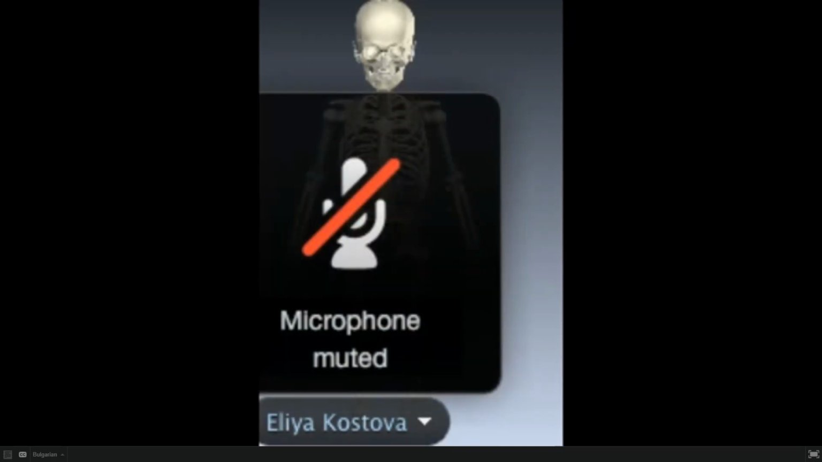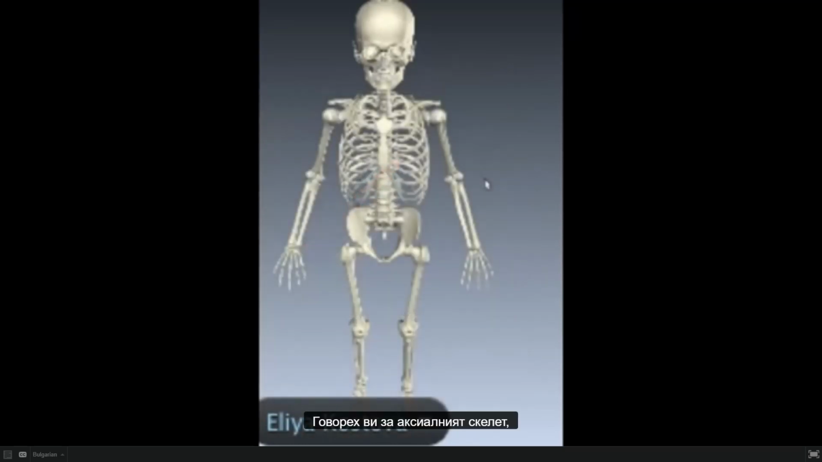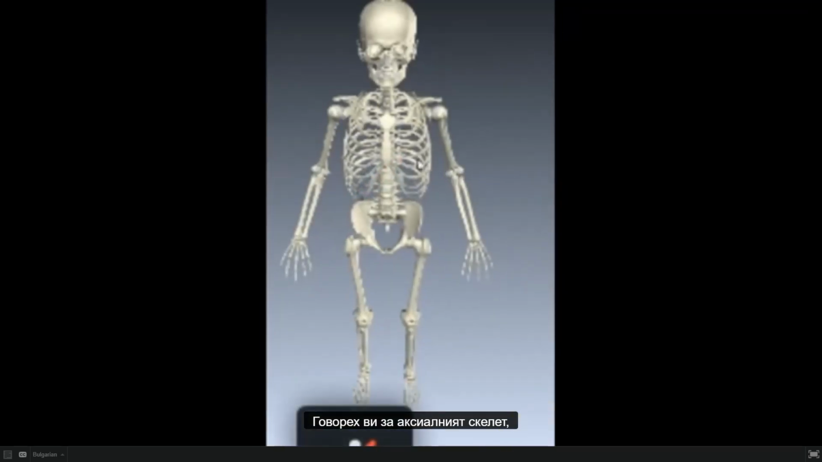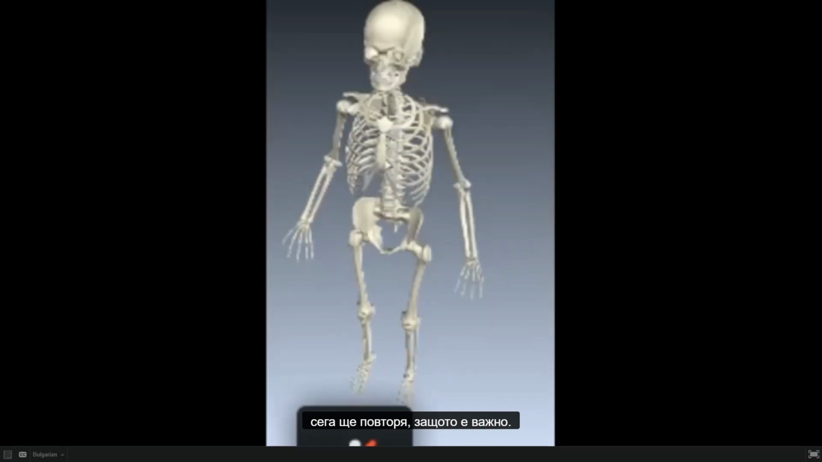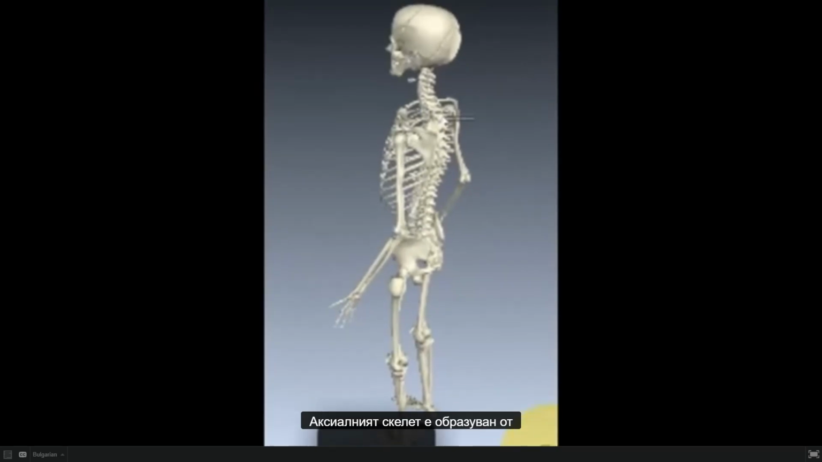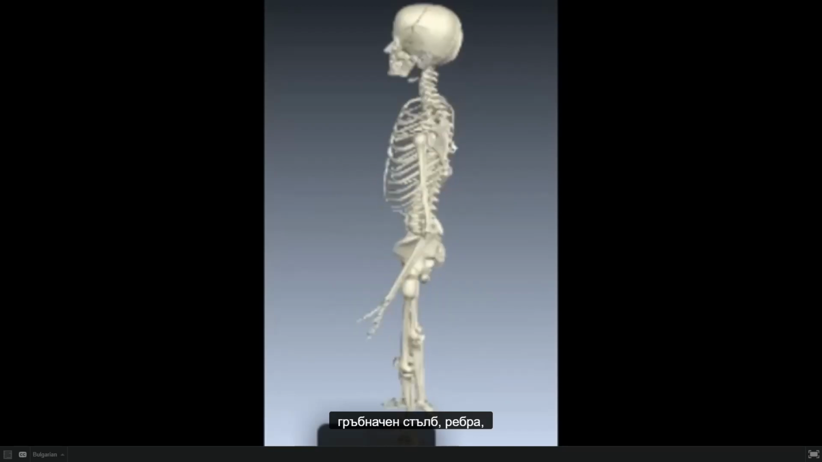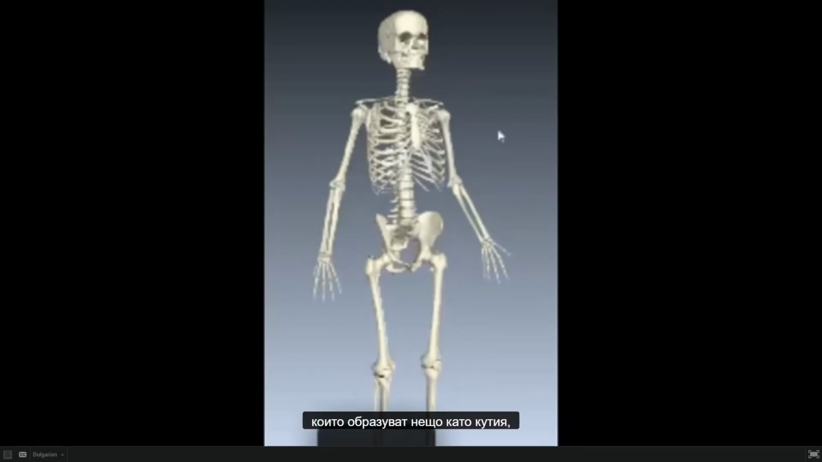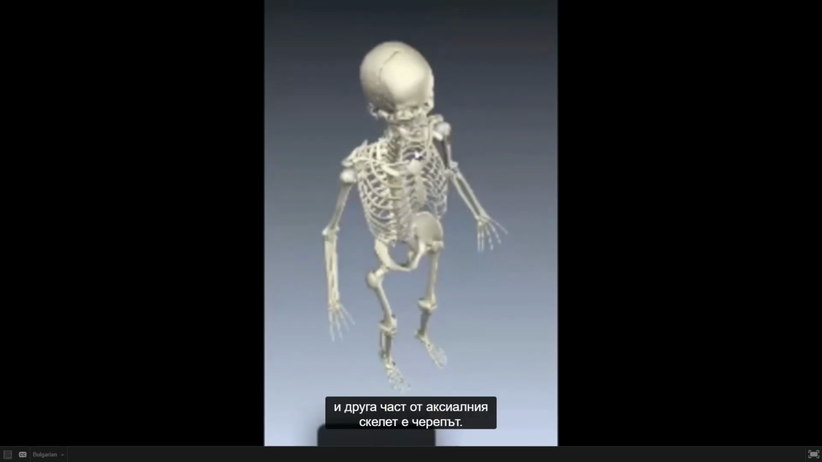Okay, so I told you about the axial skeleton. I will repeat because it's important. The axial skeleton is formed by the vertebral column. You can see it is formed from your ribs, making something like a box. Actually, it is your chest part. And the other part of the axial skeleton is your skull.